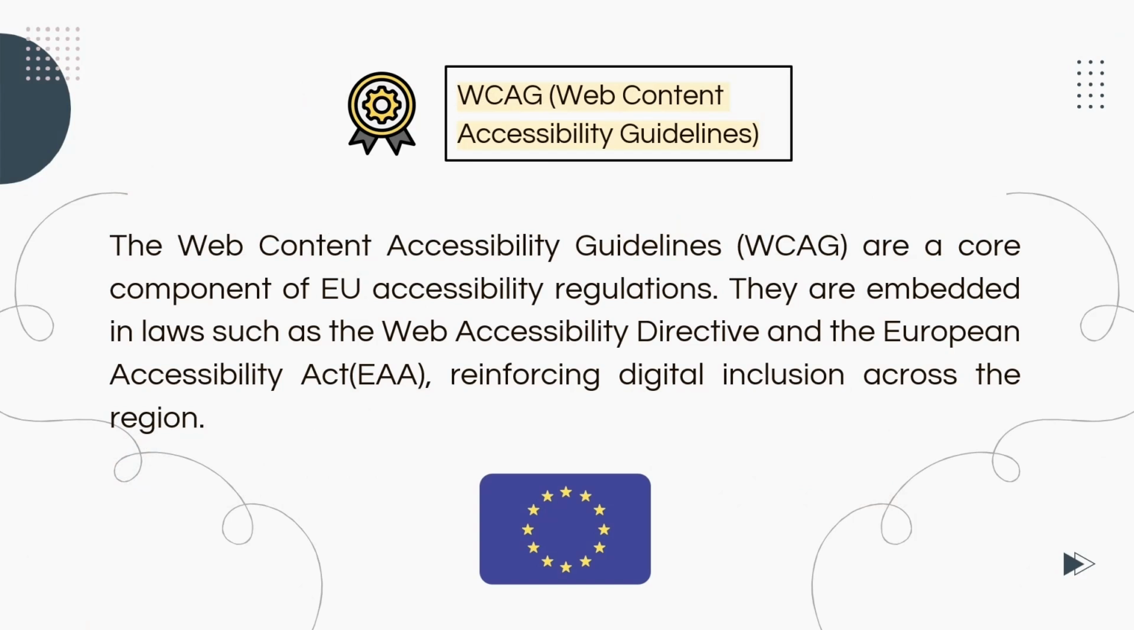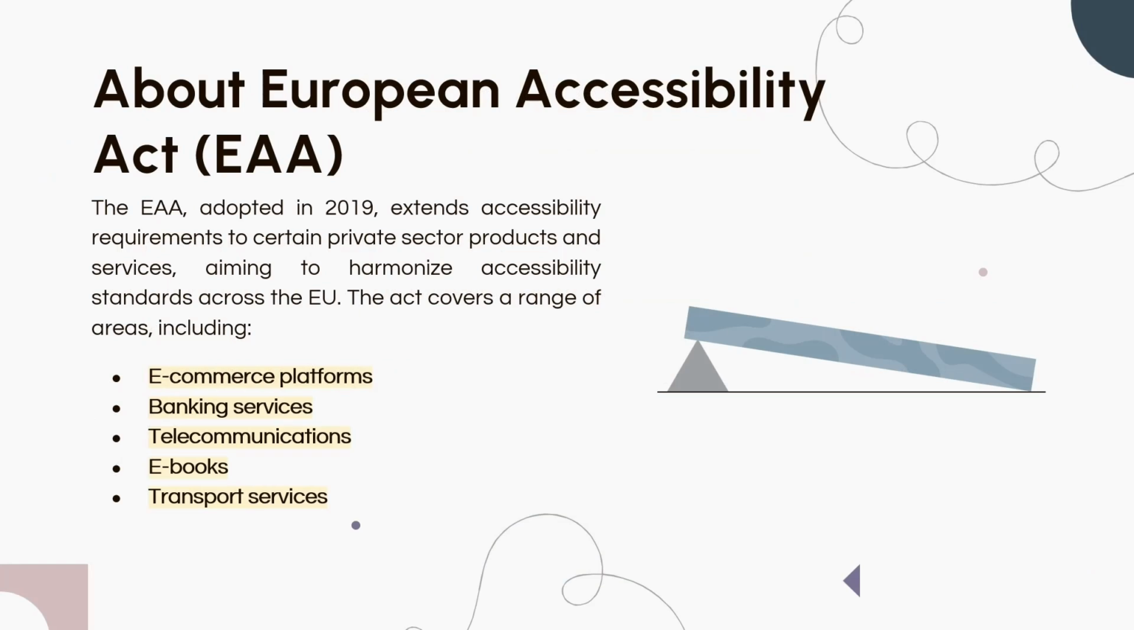They are embedded in laws such as the Web Accessibility Directive and the EAA, reinforcing digital inclusion across the region. The EAA, adopted in 2019, extends accessibility requirements to many private sector products and services, aiming to harmonize accessibility standards across the EU. The Act covers a range of areas, including e-commerce platforms, banking services, telecommunications, e-books, and transport services.